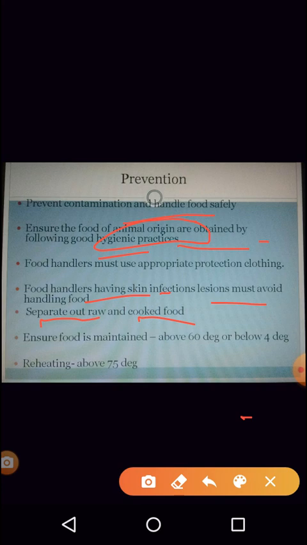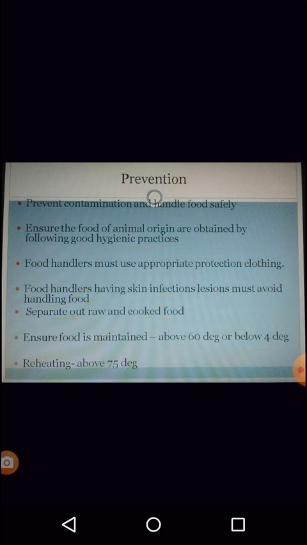The food handlers must be in appropriate clothing, and ensure the food is maintained above 60 degrees centigrade, because I told you what range the organism grows in, or it can be stored below 4 degrees centigrade. Now after storage, definitely you have to reheat the food and then only consume it. When you are reheating the food, make sure that the heating is done to more than 75 degrees centigrade.